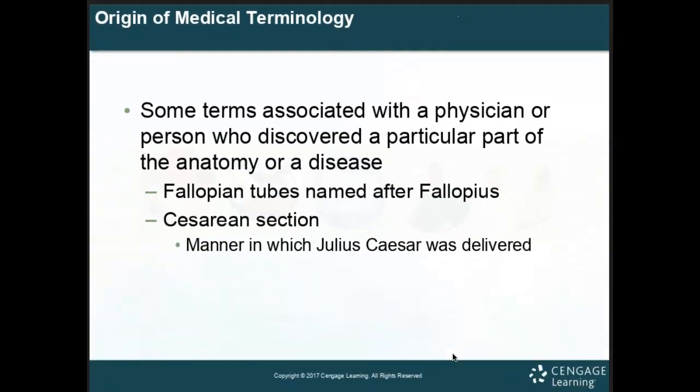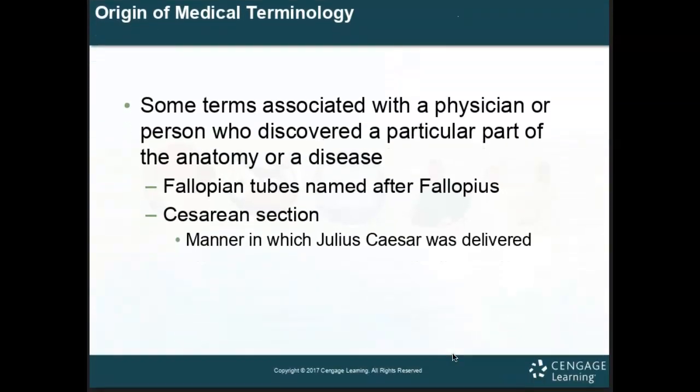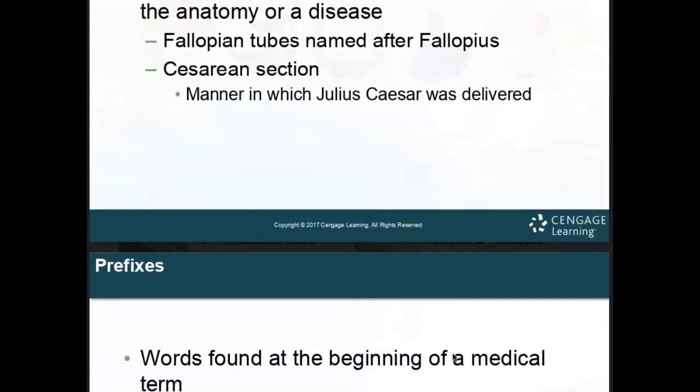Some terms that are associated with a physician or person who discovered a particular part of the anatomy or a disease, we call these eponyms. Fallopian tubes are named after Fallopius, and cesarean section is the manner in which Julius Caesar was delivered, thus the combination of that term. So we talked about eponyms a little bit in the first lecture, but it is where the procedure or part or whatever is named after the person which invented it or came up with it.